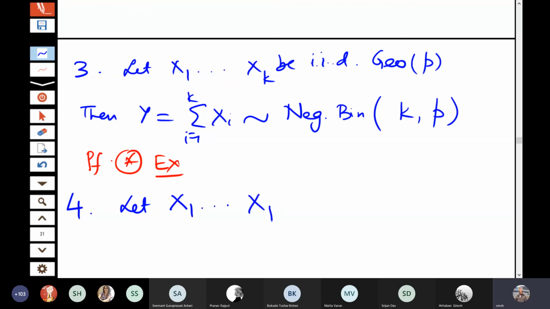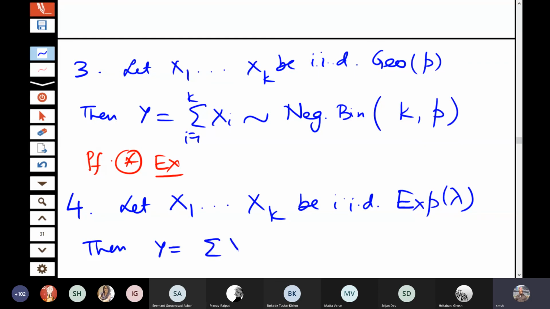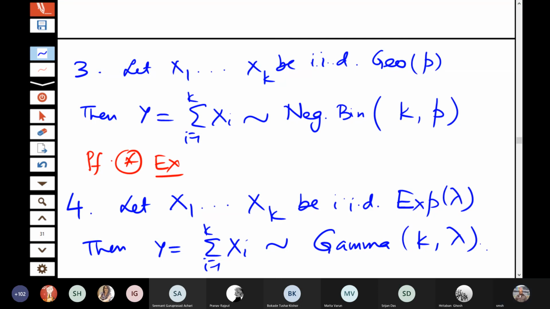Suppose X1, X2, ..., Xk follow exponential(lambda). Then Y equal to the sum of the Xi will follow gamma(k, lambda). Again, you can just use the moment generating function and prove all of these results easily.